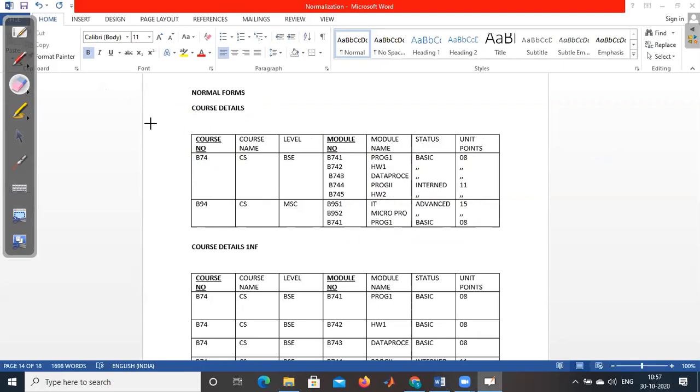Students, so now this course detail is converted into first normal form. See, B74 CS BSc B741 programming, basic and unit points 8, is a separate tuple.